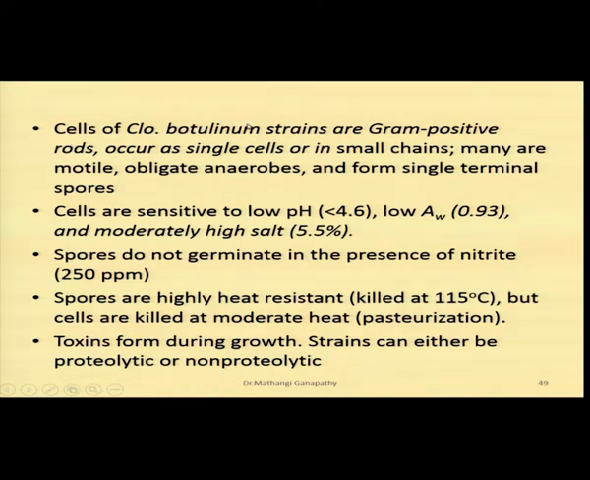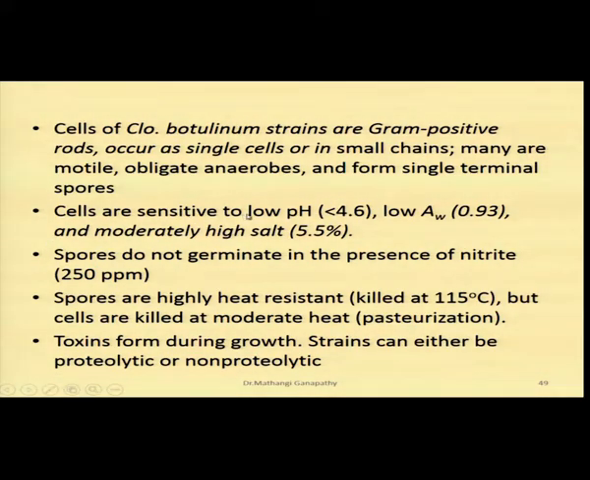The cells of Clostridium botulinum strains are gram-positive rods. They occur as single cells or as small chains. Most of them are motile. They are obligate anaerobes and form a single terminal spore. The location of the spore, whether it is terminal, subterminal, or central, is an identification feature among spore-forming organisms. In this category, Clostridium botulinum can be identified by the presence of a single terminal spore.